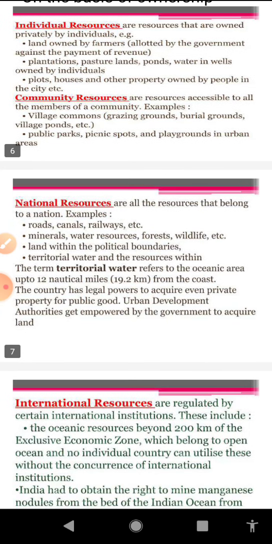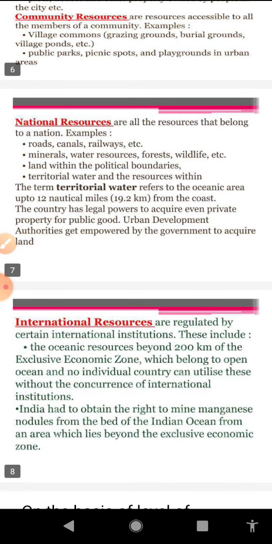Then national resources. These are the resources which are lying within the territory of any country. You can take the example of roads, canals, minerals, rivers, and even the oceanic zone up to 12 nautical miles from the coast is also included in the national resources.